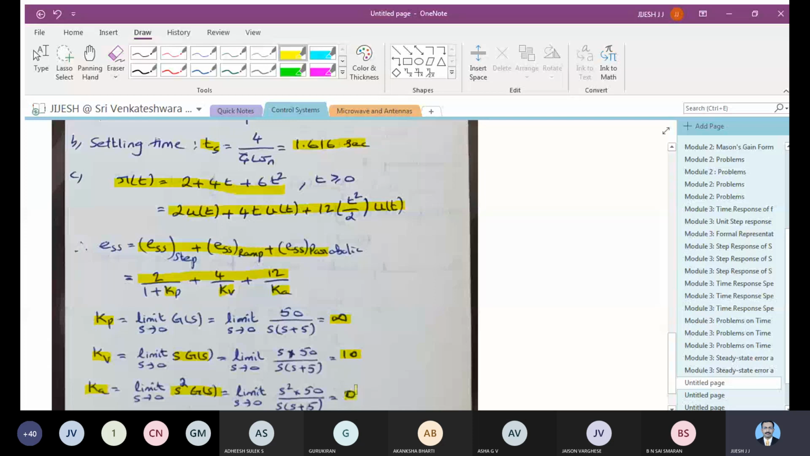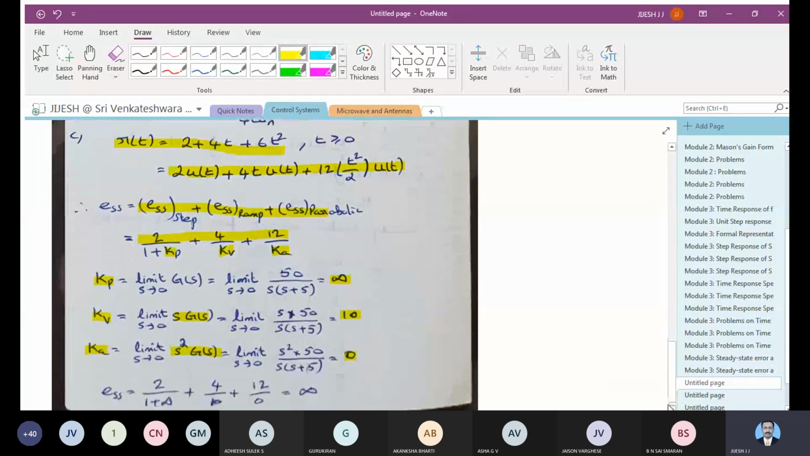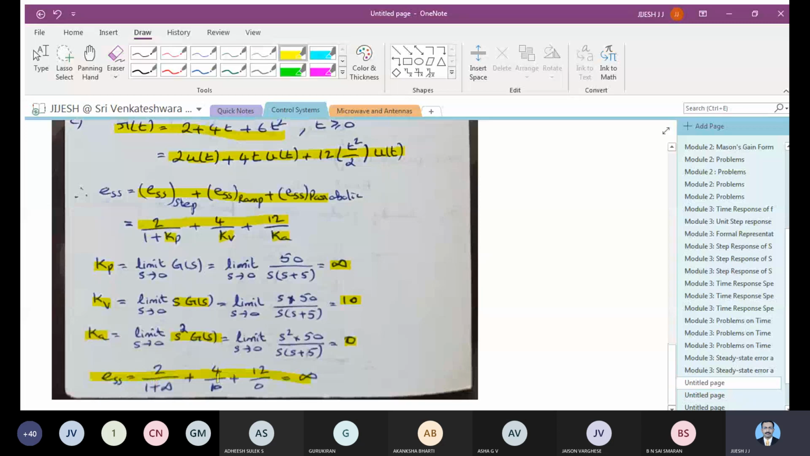So ESS will become 2 by 1 plus infinity plus 4 by 10 plus 12 by 0. So when you do this, you know that it has to go towards infinity, the summation of all these things. So ESS will be infinity.